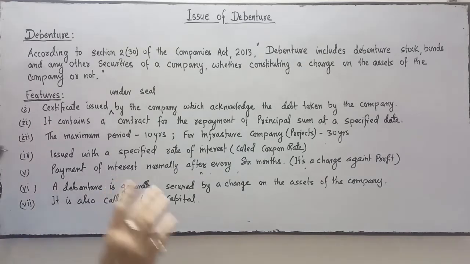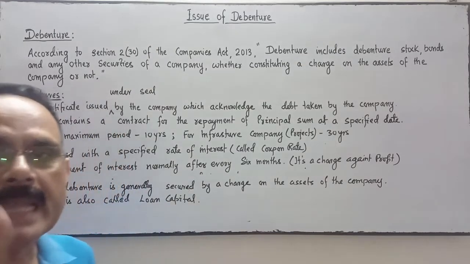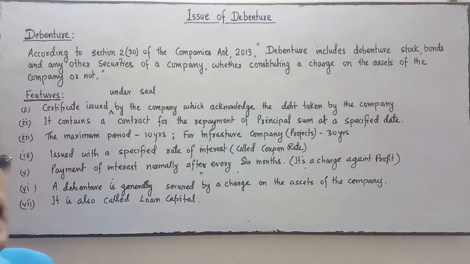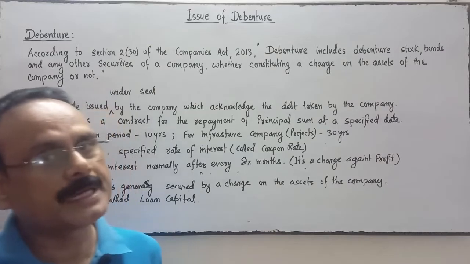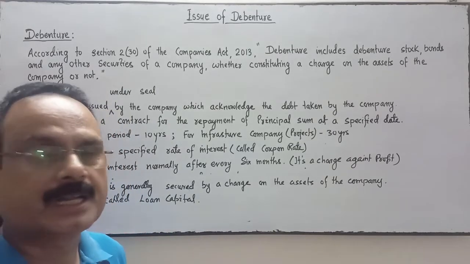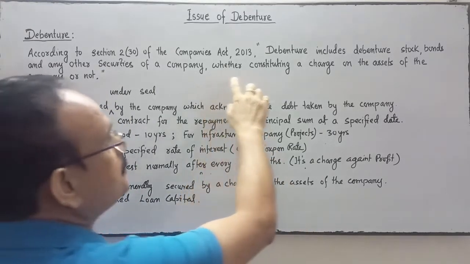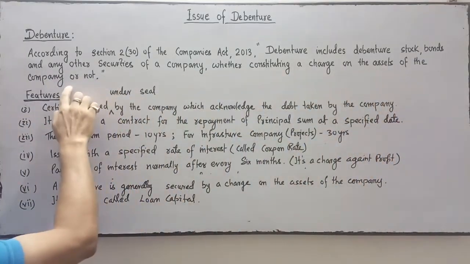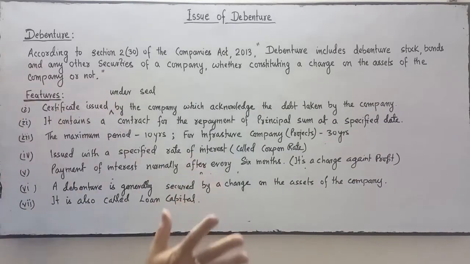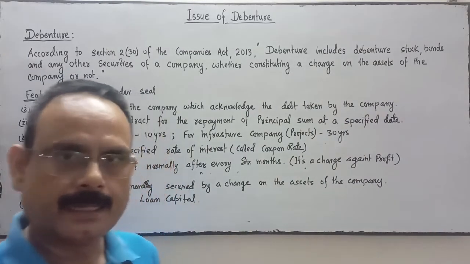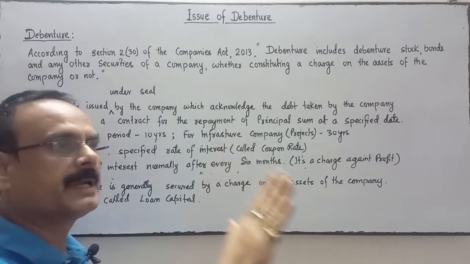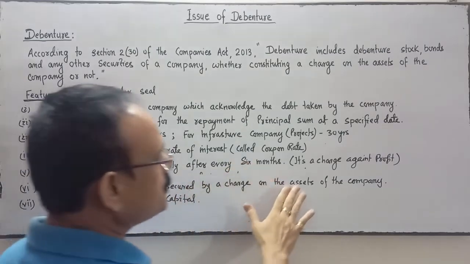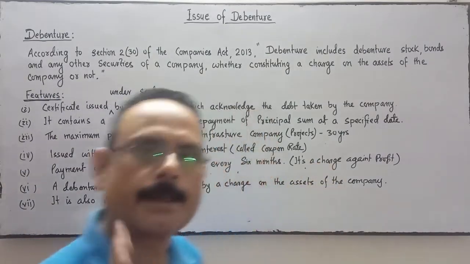Debenture is generally secured by a charge on the company assets. Generally, it is charged against the company assets, but it is not necessary. Sometimes a company issues the debenture without any charge. Here it is mentioned in the definitions also, whether constituting a charge on the assets of the company or not. But generally a company issues a debenture against the charge of the company's fixed assets.